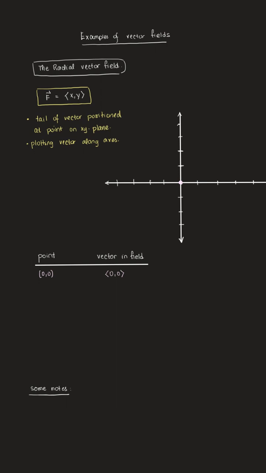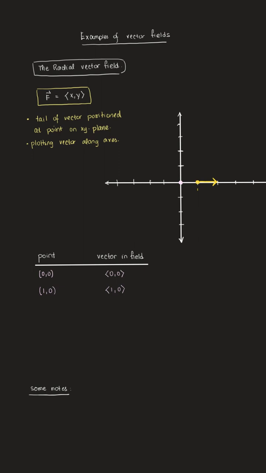Now, if we put in a couple of points along the x-axis, so 1, 0, our vector will be the vector 1, 0. And on our graph, I'm going to go to our point 1, 0. That's where my vector begins. And the vector points to the right 1 unit, right? So we go 1 unit to the right, and there's our vector.